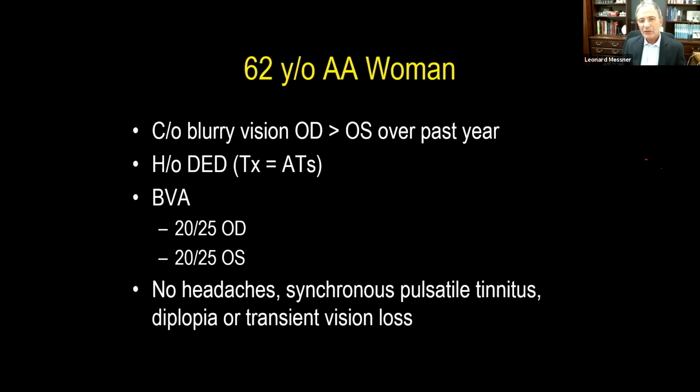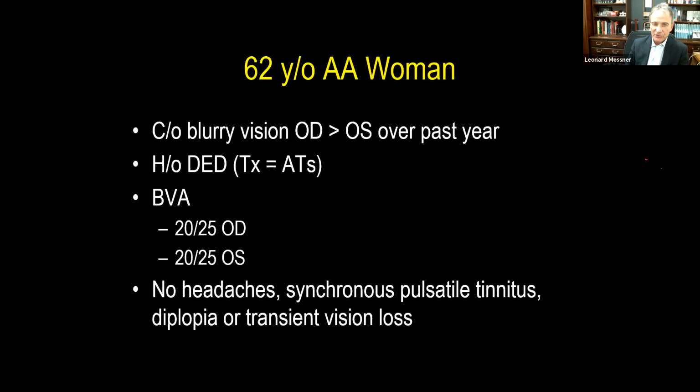This is a woman who I saw just a couple of weeks ago, 62 years of age, coming in complaining of blurry vision, right eye a little more so than the left eye, over the past years. She's got a history of dry eye disease for which she's taking artificial tears. Visual acuities are pretty good, 20/25 in the right eye, 20/25 in the left. No significant history of headaches or chronic daily headaches, synchronous pulsatile tinnitus, or other findings that may be consistent with elevated intracranial pressure.